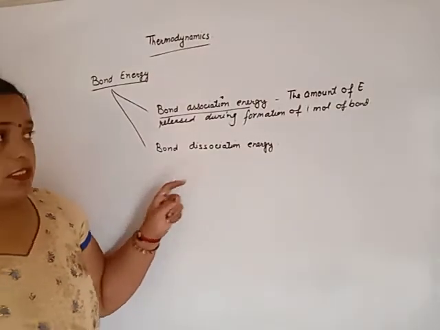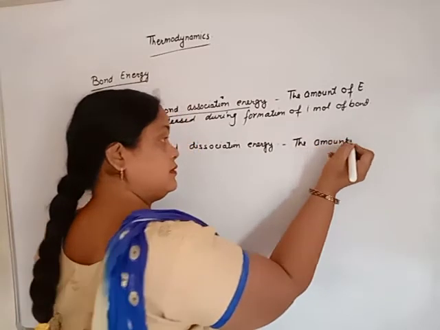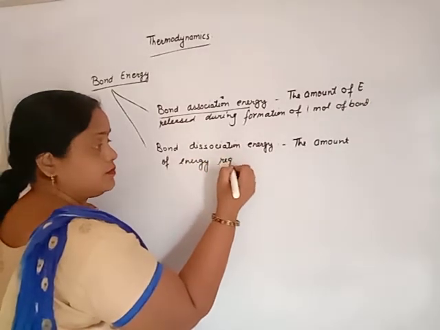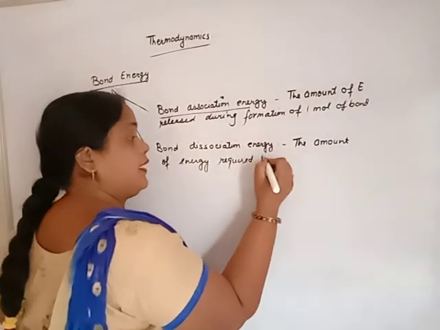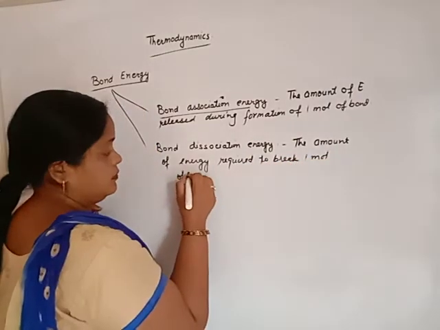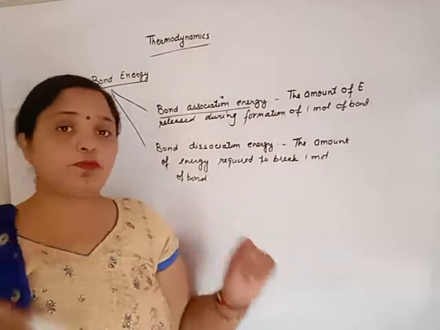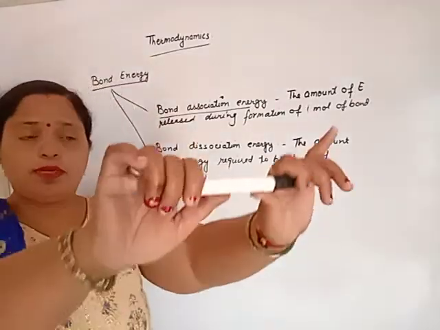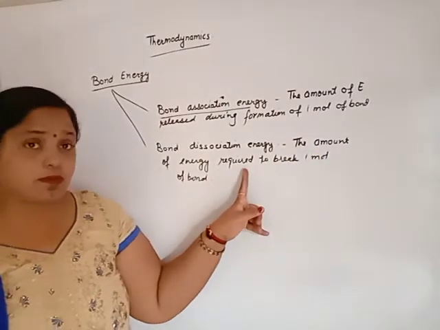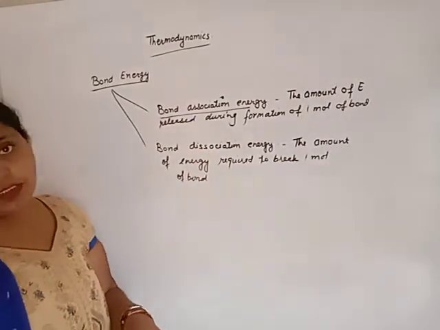Bond dissociation energy is the amount of energy required to break one mole of bond. That is, when a bond is formed, energy is released. When you want to break the bond, energy must be supplied. The amount of energy supplied or required to break one mole of bond is known as bond dissociation energy.